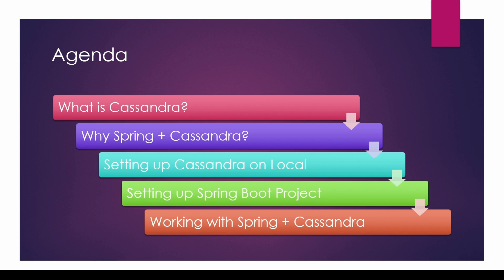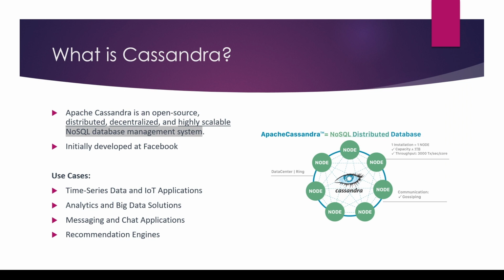So let's start. What is Cassandra? Cassandra is basically a NoSQL database management system. It's an open source project. Cassandra is a distributed, decentralized, and highly available data store. We will discuss these keywords when we discuss the key features of Cassandra.